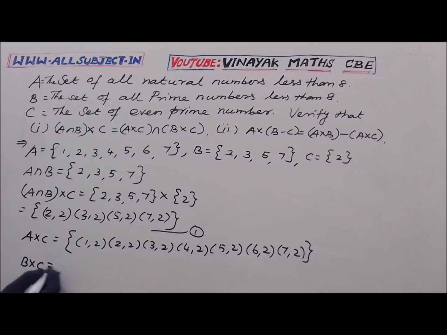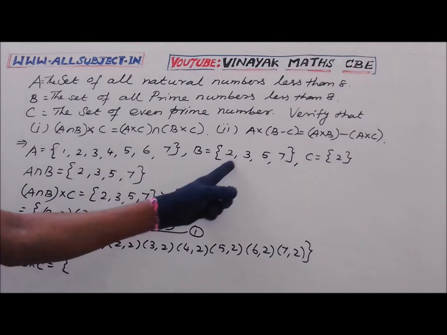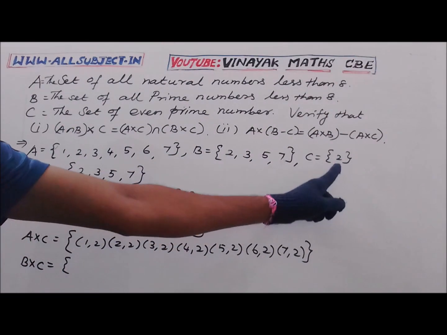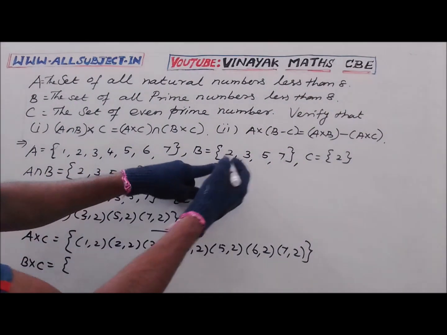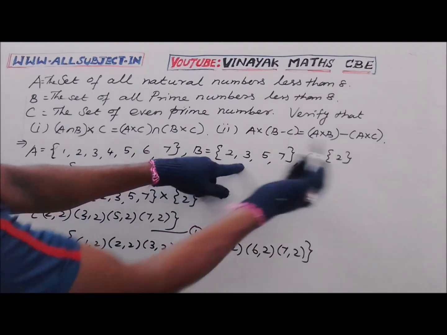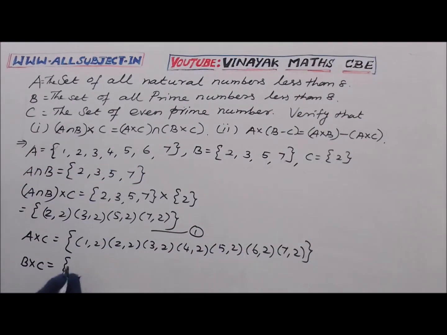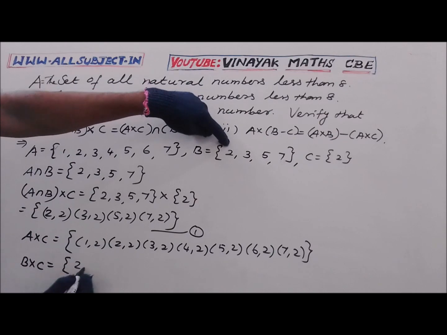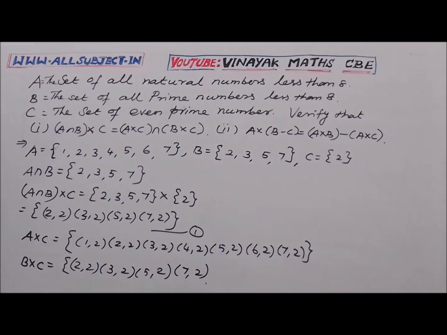Then the second one is B cross C. B cross C means applying the cross product of B and C. In B we have 2, 3, 5, 7. In C we have only one element. So applying the cross product: 2 cross 2, 3 cross 2, 5 cross 2, 7 cross 2. So 2 comma 2, 3 comma 2, 5 comma 2, and 7 comma 2 are the elements.